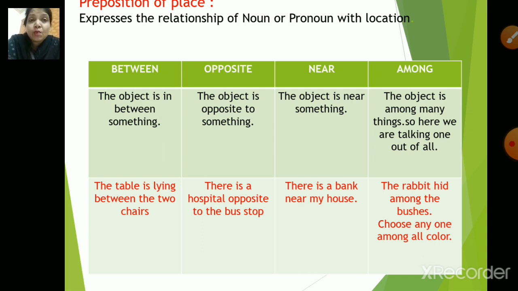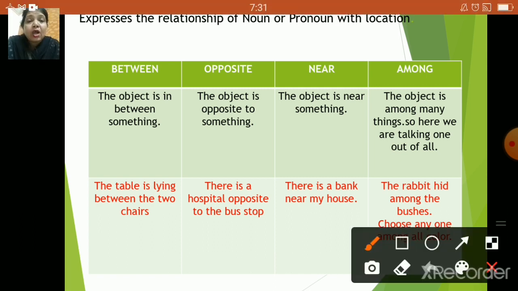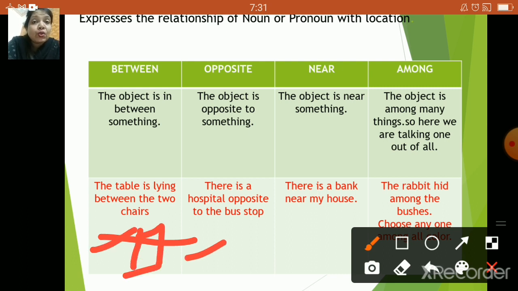Between. Now the object is in between something. For example, the table is lying between the two chairs. Now children, over here there are two chairs and the table is in between the two chairs, right? So between will come when the object is in between something.